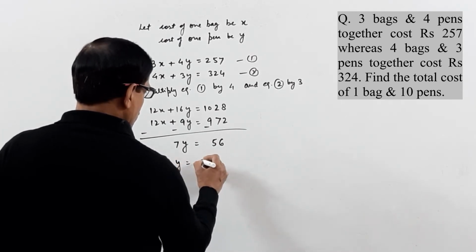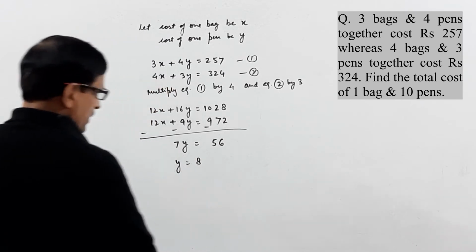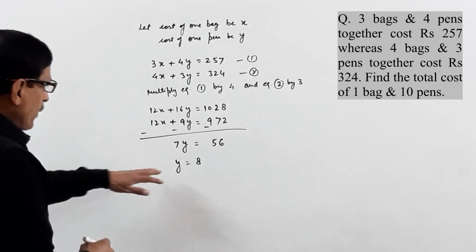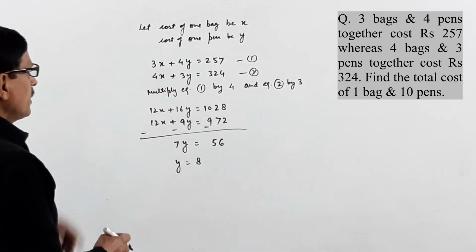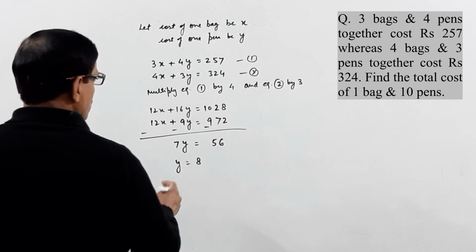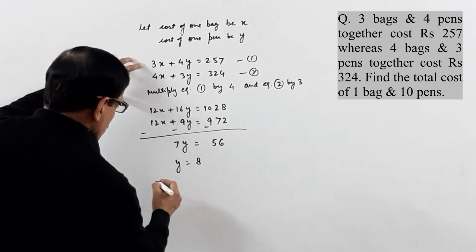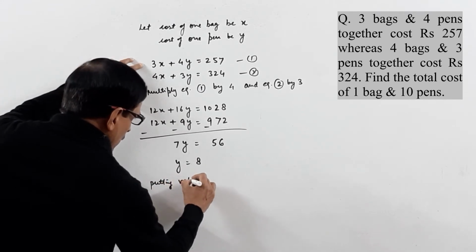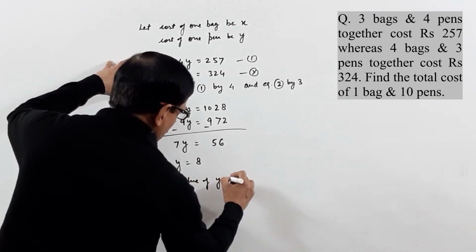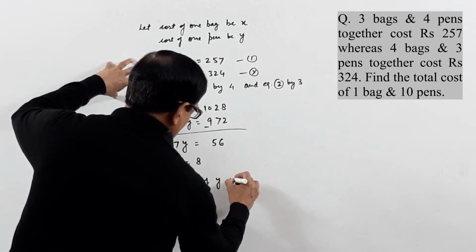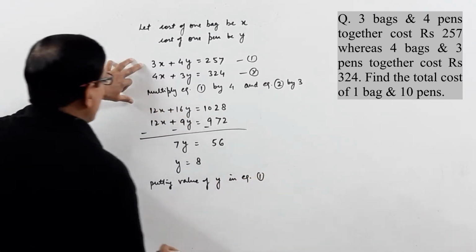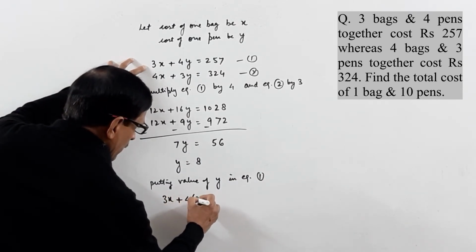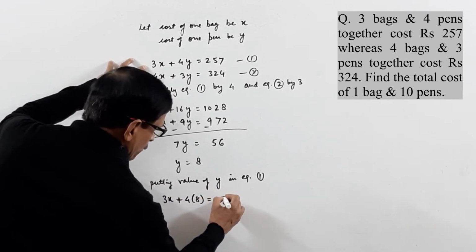And thus y is equal to 8. Now we put the value of y in any of the equations. Let the first equation, putting the value of y in equation 1: 3x plus 4 into 8 is equal to 257.